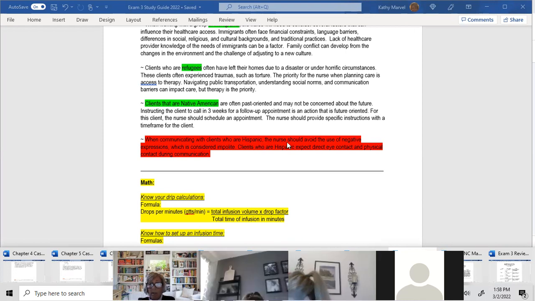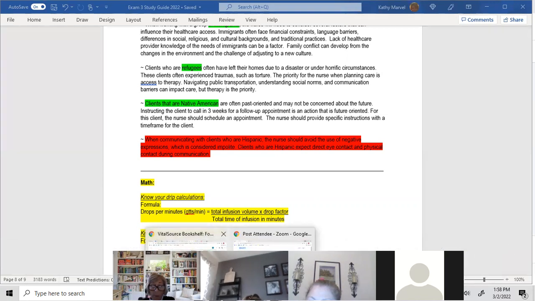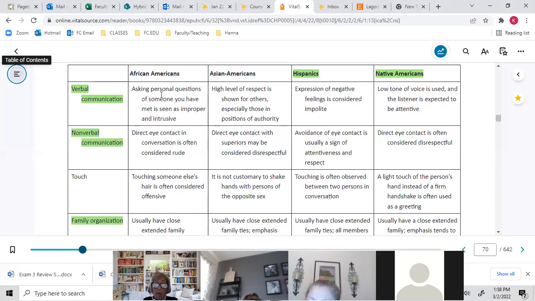so I'm not going to change it now because I want to send this to all the other instructors, but red means I need to update the verbiage. So does everybody understand that? Yes. So direct eye contact, they don't like, but they do like touch, correct? Well, let's look. Nonverbal avoidance of eye contact is usually a sign of attentiveness and respect.